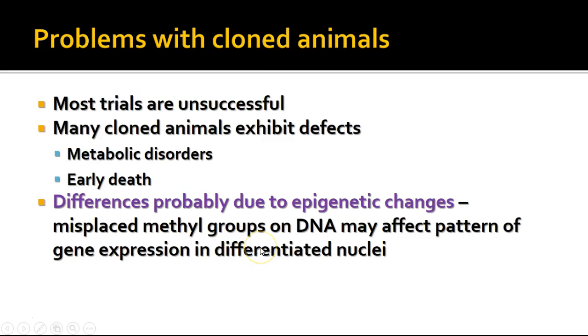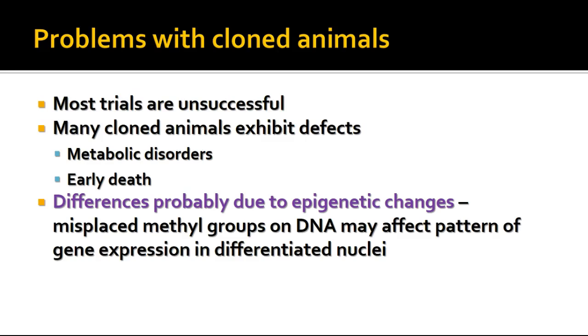Now, what happens when you try to clone animals is that most trials actually don't work. There are more failures than successes. And a lot of the cloned animals exhibit some kind of defect, either metabolic disorders. Sometimes they develop age-related problems at a much earlier age. That's what happened with Dolly. She actually died relatively young for a sheep.